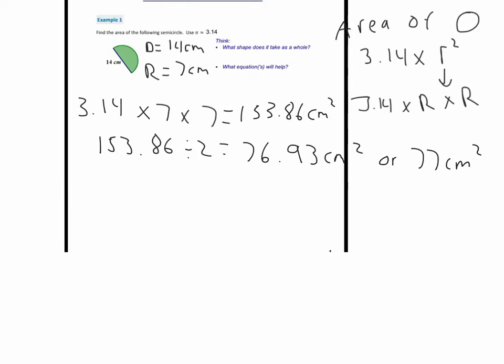Now, if you like to have more than one way to do it, you could also go ahead and say, well, I need half of my 153.86, and the other way of getting half is to multiply by a half. So 153.86 times 1/2, and when you throw that in your calculator, you'll get 76.93 centimeters squared. So it does not matter how you do it. Either one of those ways is fine. I would just pick one and focus on it. Most of us are probably going to do this. So if you want half of something, just divide by 2. Okay.